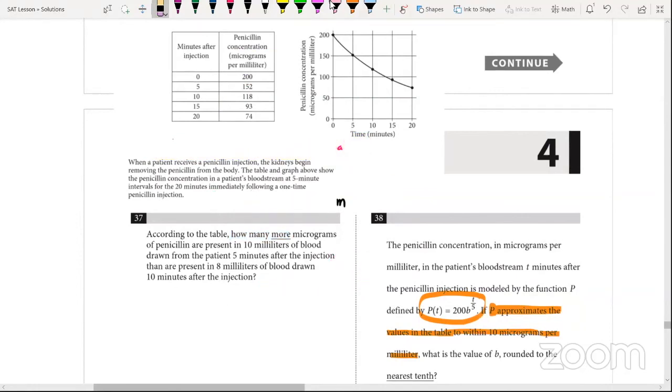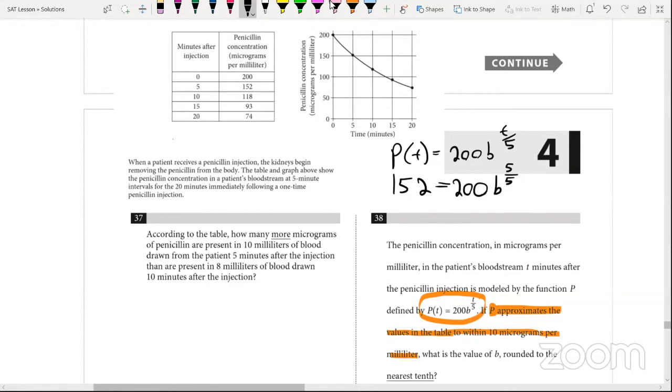Now, if we take the 0 and 200 and plug that in, the 0 causes the whole right-hand side of the equation to disappear. So we can't use that first value. But if we plug in 5 and 152, we have P of t equals 200b to the t over 5. And t is the time, so that's going to be our 5 right there. So we have 200b to the 5 over 5, and that equals 152, because that's the value of P at that moment. P is the penicillin concentration. So now we've got something that we can solve for b.